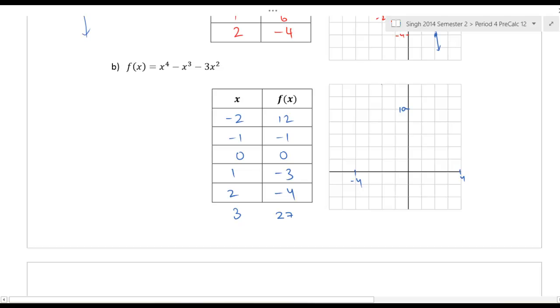(-2, 12) up here. (-1, -1), (0, 0), (1, -3), (2, -4). And what you'll notice is that I know it's a positive leading coefficient and it's a quartic function.